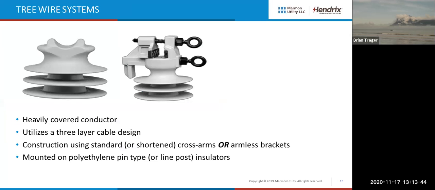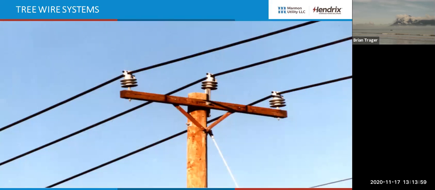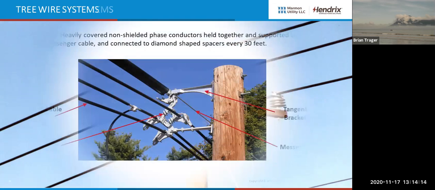When we move to tree wire, now we're just changing out that bare wire to heavily covered conductor. That's going to use the 3-layer design that we talked about. And the construction is going to be using standard or shortened cross arms or armless brackets. And this is what it looks like. It looks a lot like bare wire, right? Except it's covered. We have to use poly insulators. And there are a couple of other construction changes that we'll try to delineate as we proceed through this presentation.